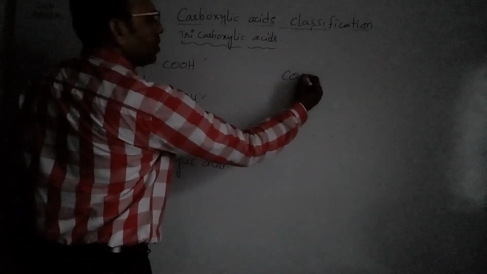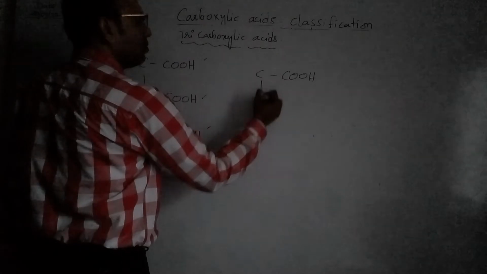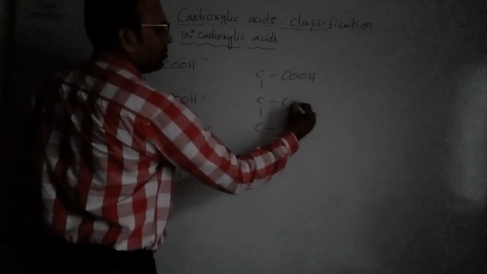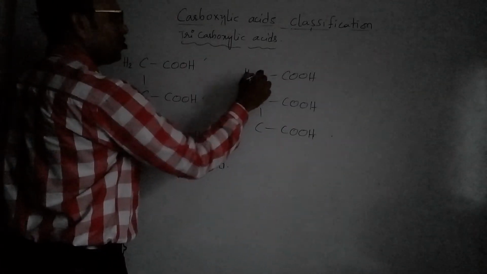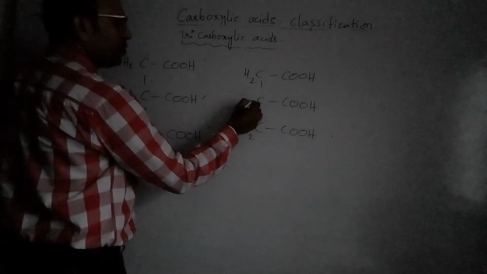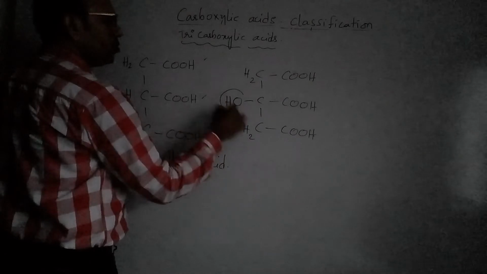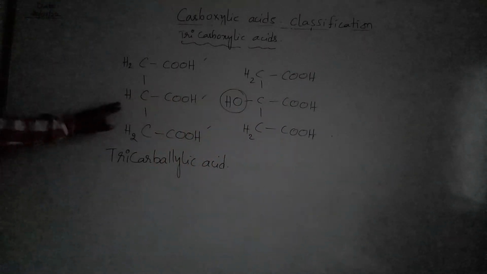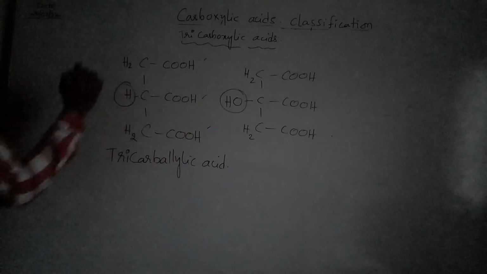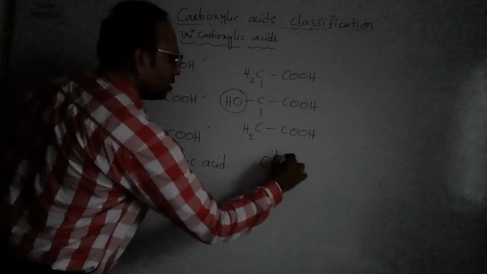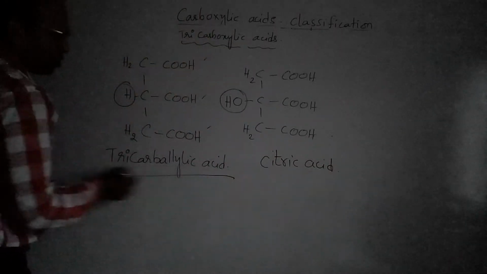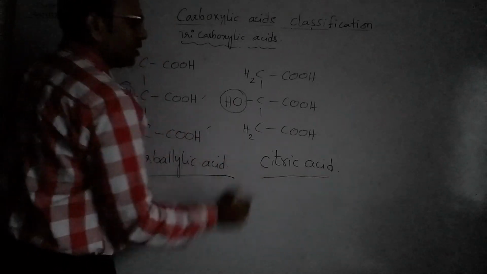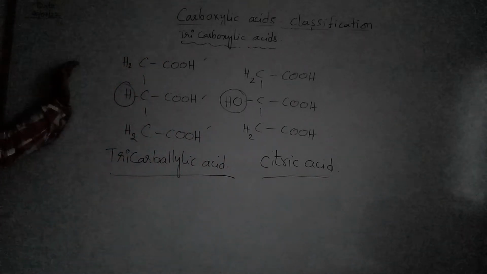Next, take 3 COOH groups. Here it is CH2 and here it is CH2. But if an OH group is connected here instead of H, this is called citric acid. So now we have seen two important tricarboxylic acids. Hope you have understood the class.